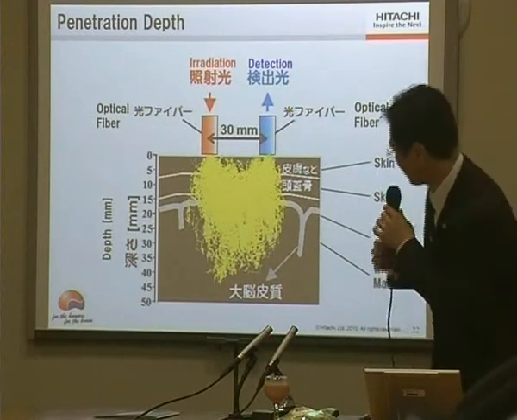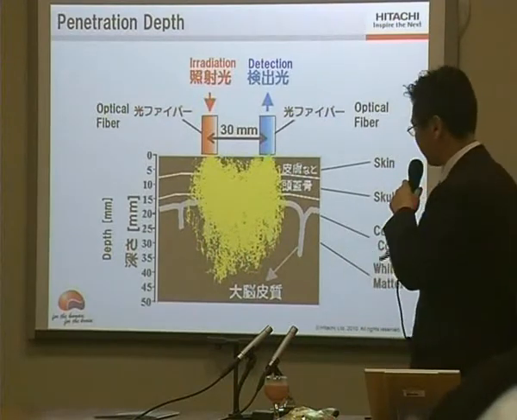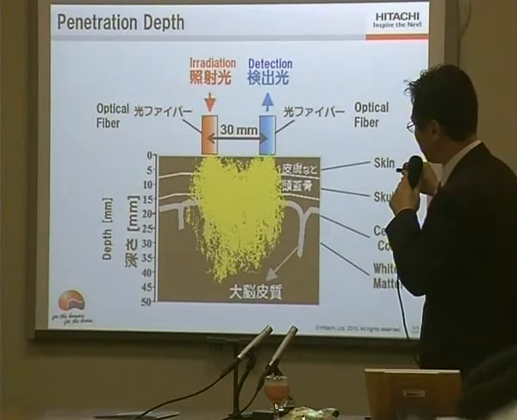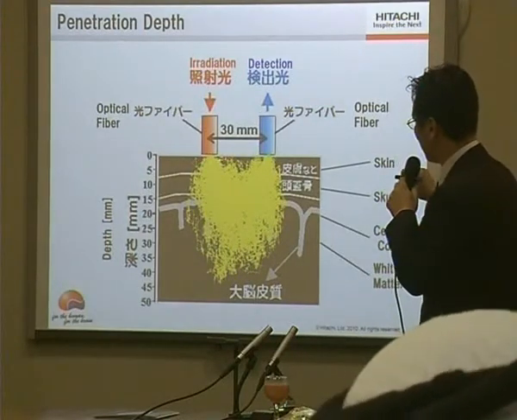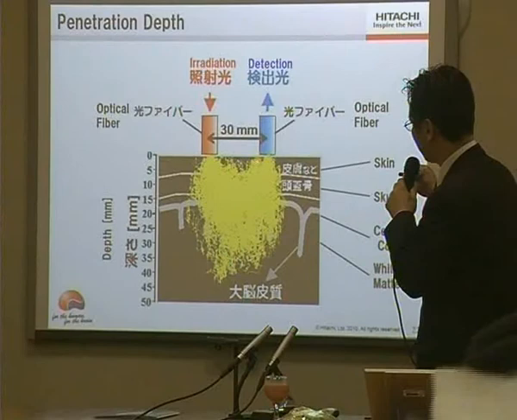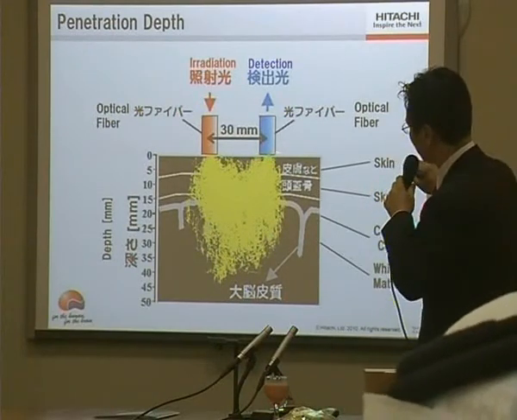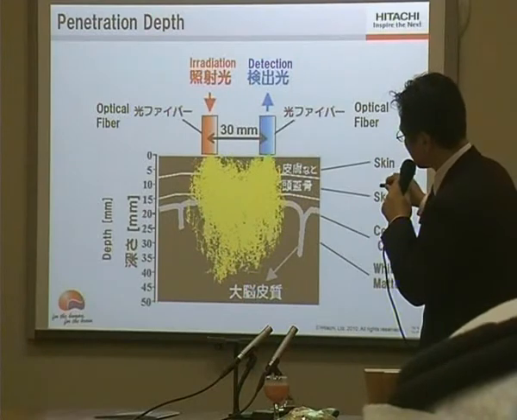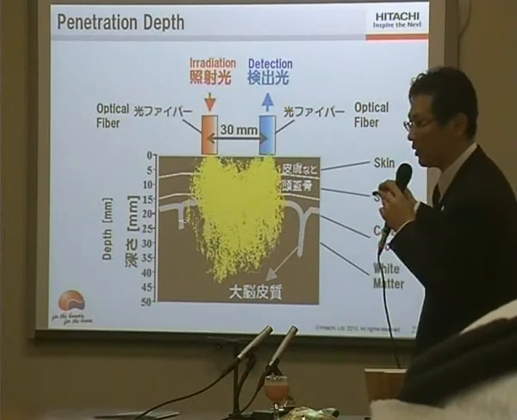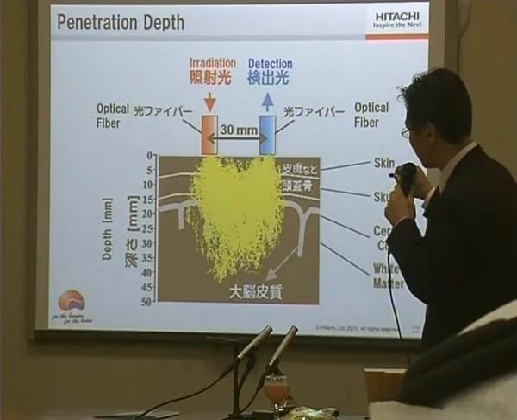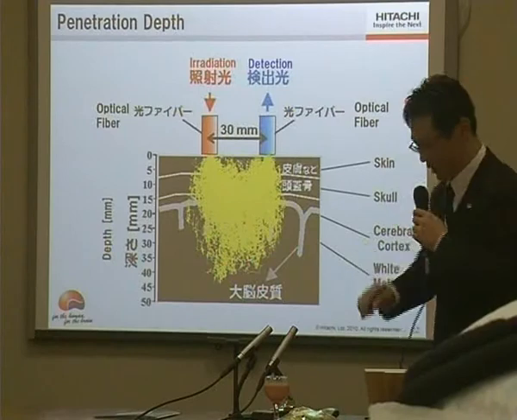This figure shows the simulated result, and I input 1,000 photons from the skin. Then finally we got about 0.1 photons here. But you can see the banana shape distribution in the brain. This is the probing area of the brain function.